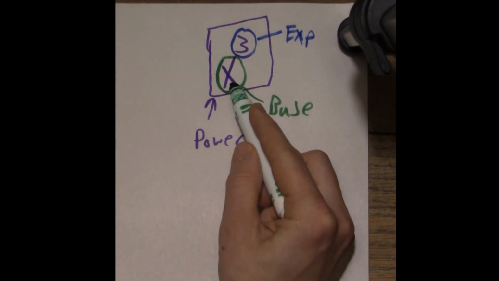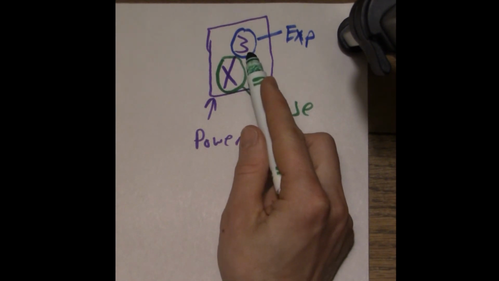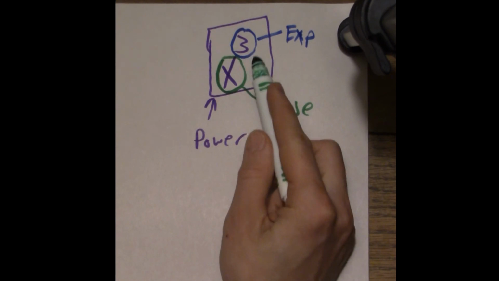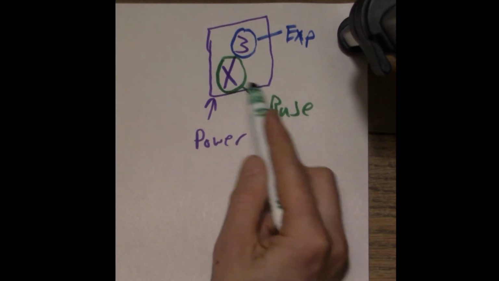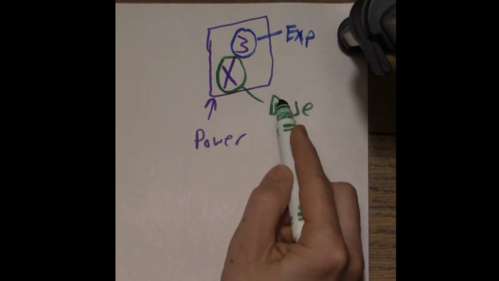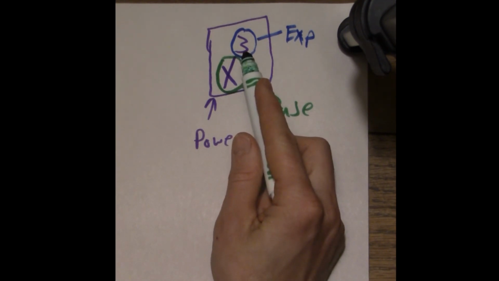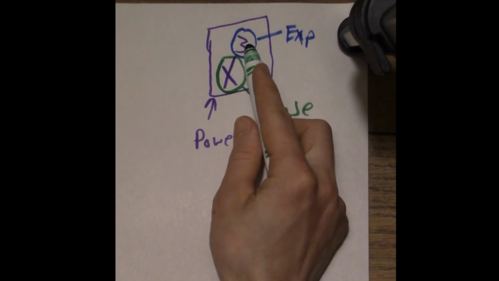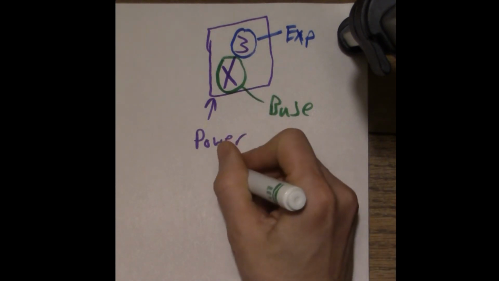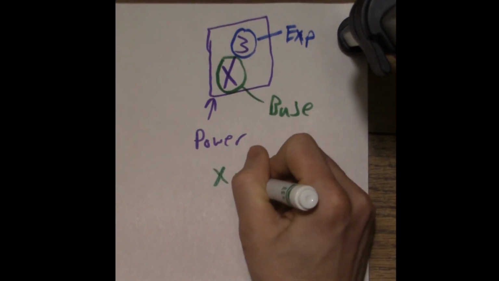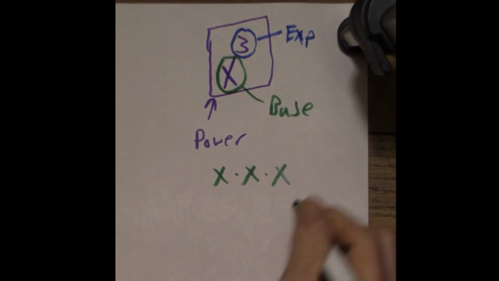The base is what gets repeated, and then the exponent tells you how many times you're going to repeat it. So in this case, our base is x. We're going to repeat x because that's our base. We're going to repeat that 3 times because our exponent is a 3. So if you expand this out, x to the third would be x times x times x, just like that.